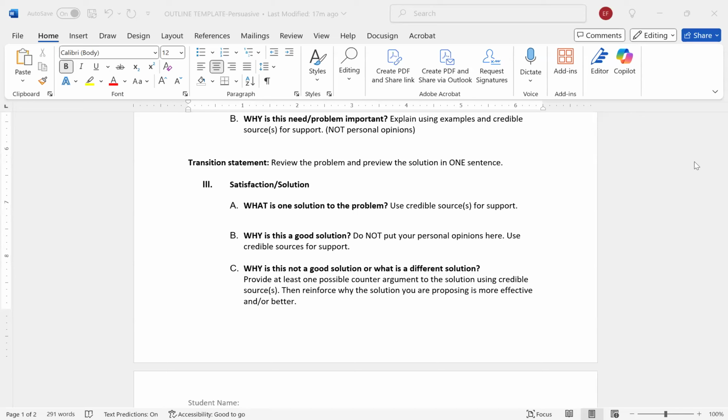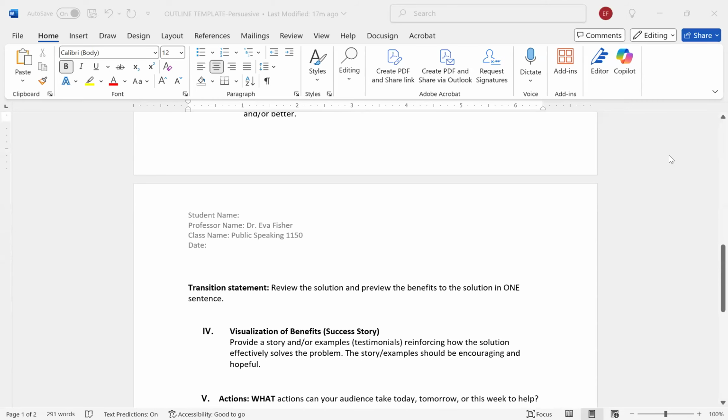You can simply take a different solution that you don't think is as good as the one that you selected, or you can simply list a solution that is different from yours, and that might be just as good as yours, but is not the one that you're advocating for in the speech. And you simply talk about that, and then you politely and respectfully disagree with that solution and reinforce why the solution that you're advocating for is the best one, or is the one that you think is most relevant to your audience members as a viable solution.